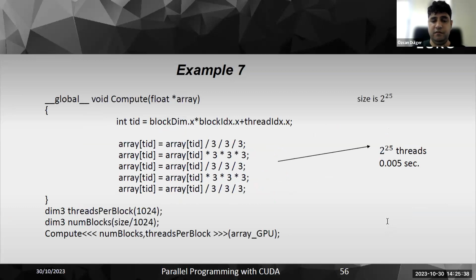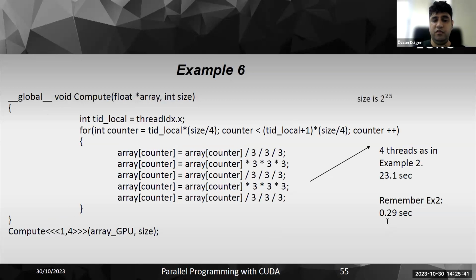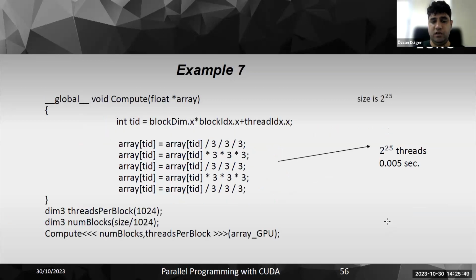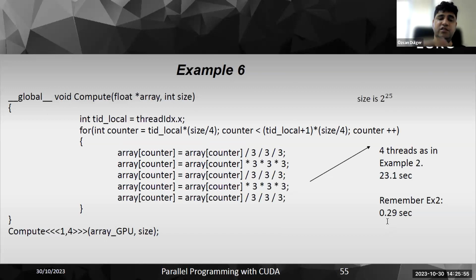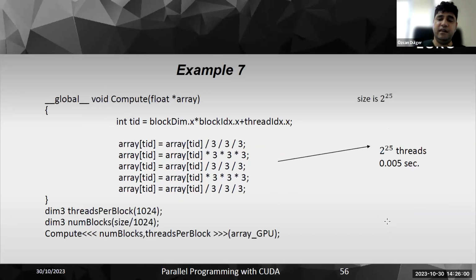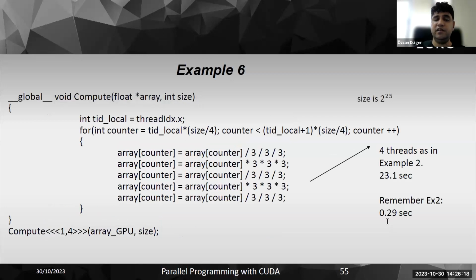Here, the for loop is not suitable to run on a GPU explicitly. So if we remove this for loop, and create a CUDA thread for each iteration of the for loop, remember, the size of the array is 2^25. So we create 2^25 threads, and each thread executes one iteration of the for loop.